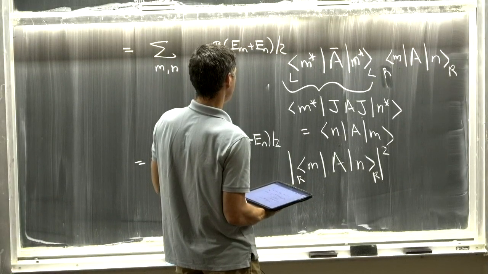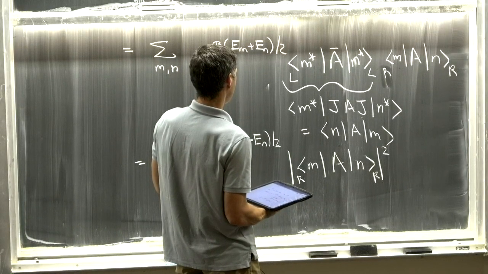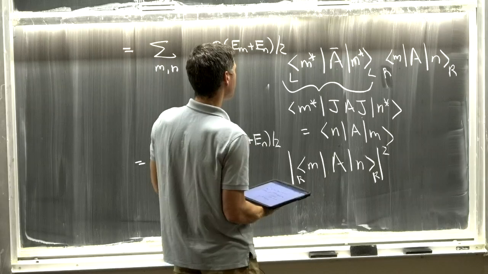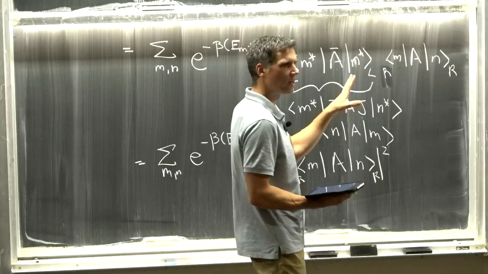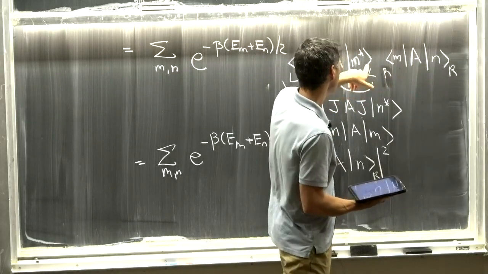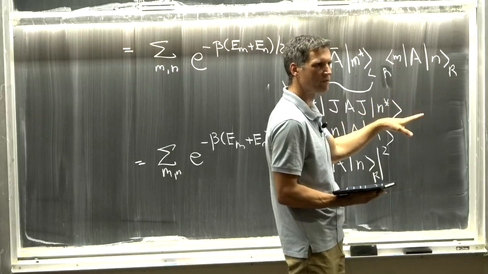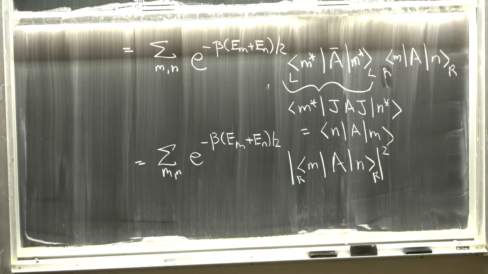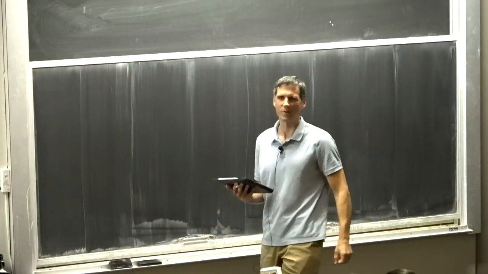Yes, let's see. Let me leave it as an exercise. It's nothing hard. It's anti-unitary. We just have to write them out. I'll mess it up if I try to. It's just one line, but I don't want to mess it up. So. Other questions?